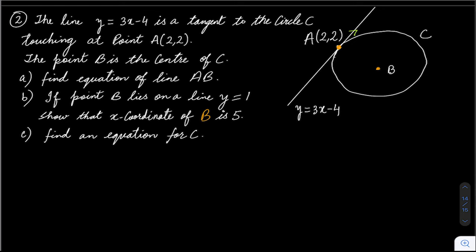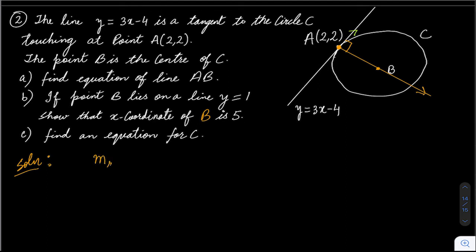B is the center of the circle. So we need to find the equation of AB. AB line, as you can see, is my radius line, or sometimes we call it a normal also. So we will use the same concept: radius and tangent make a 90-degree angle, they are perpendicular.